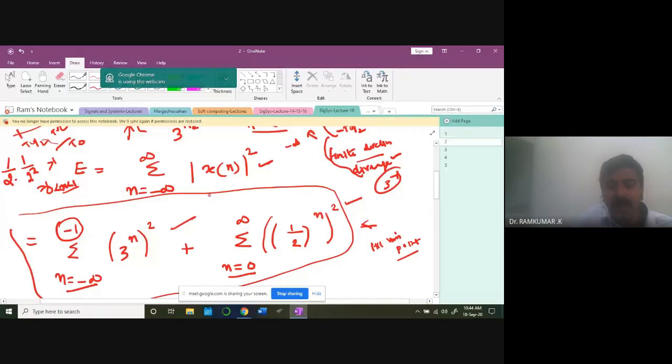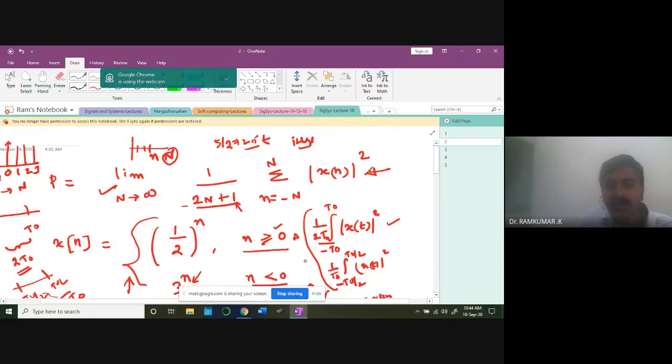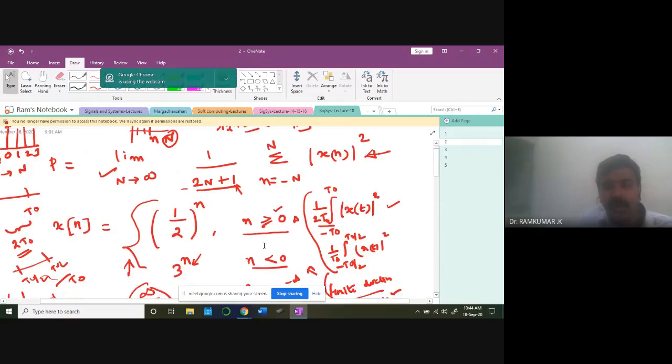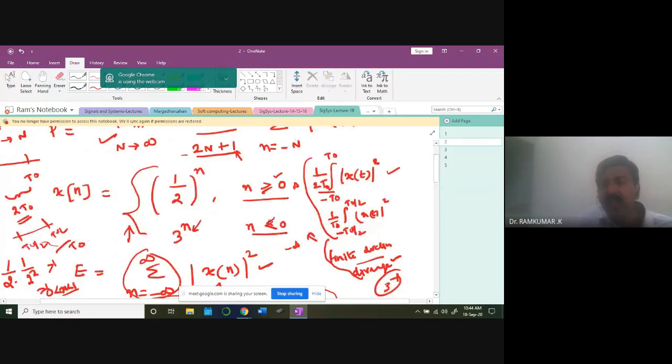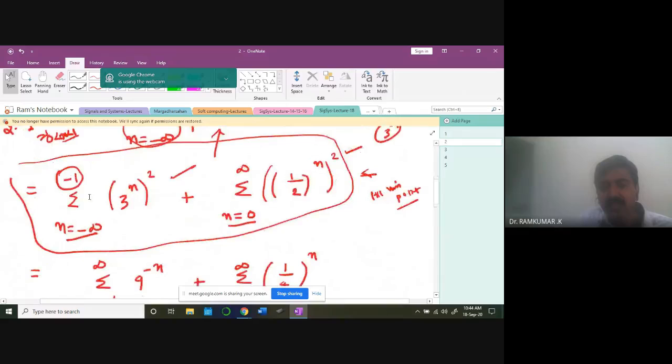What I have done here, I applied the formula, this formula. But the limit is split into two. Why? I have defined the signal like this: 1 by 2 to the power n for n greater than or equal to 0, and 3 power n for n less than 0. I have defined the signal, that's why I am splitting it up like this. So now I change the limits.